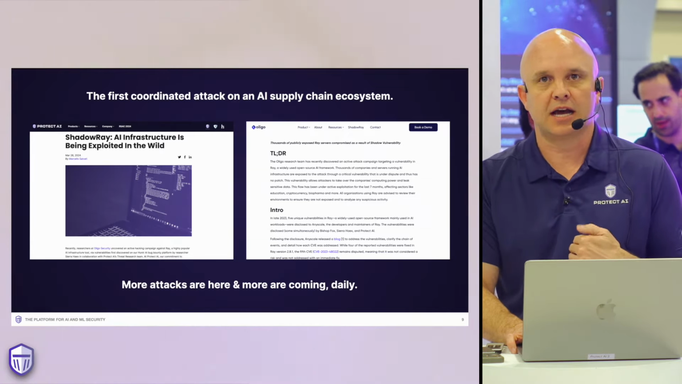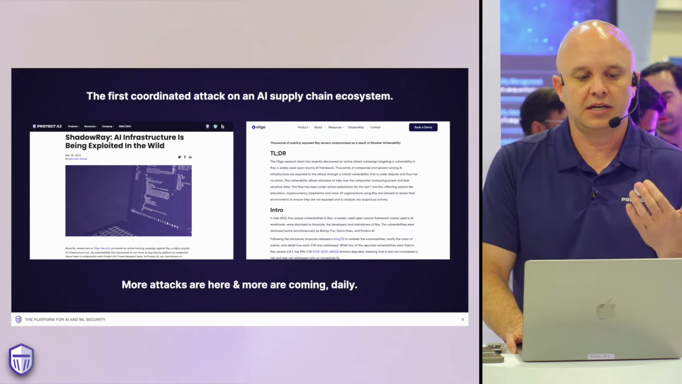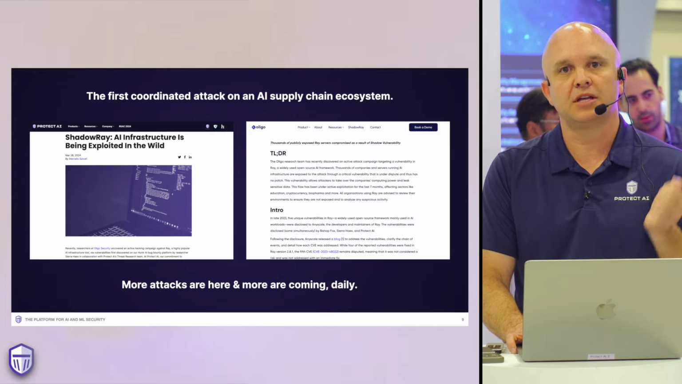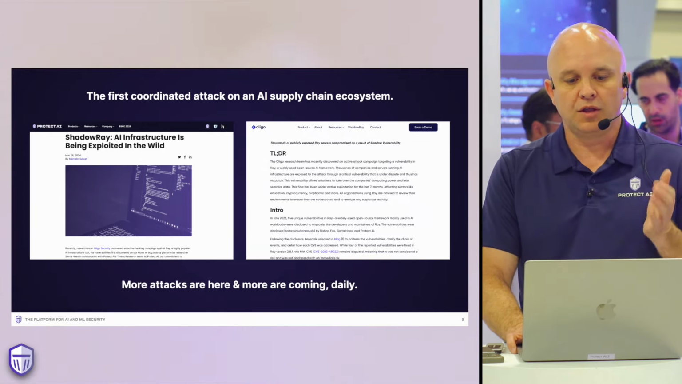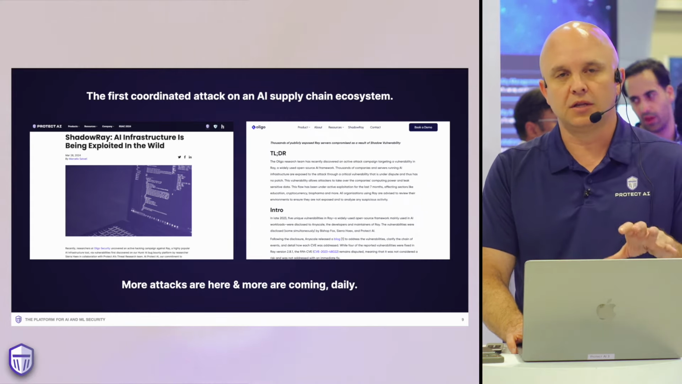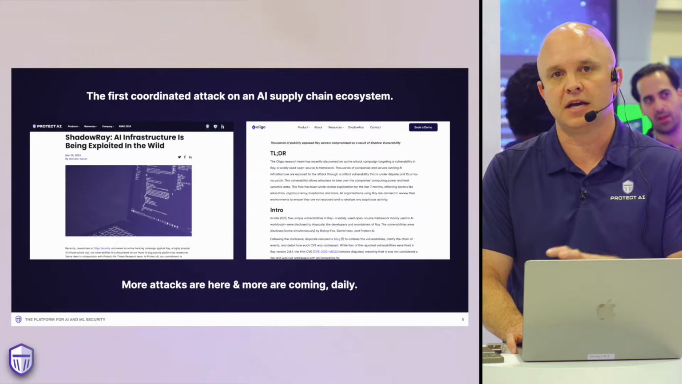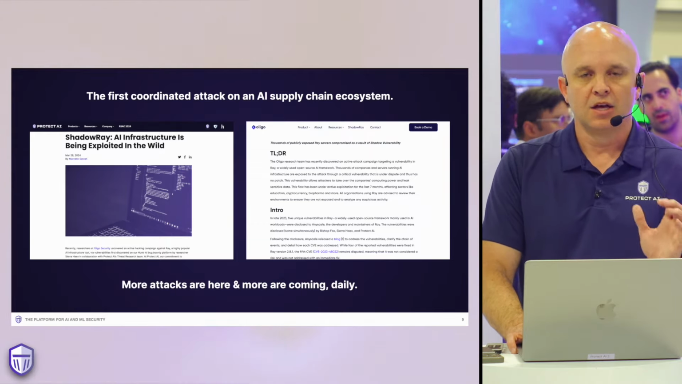ShadowRay, if you go to protectai.com and you look at some of our threat research, you'll see that we have seen AI infrastructure being exploited in the wild. And with Oligo Security, we uncovered quite a bit here. And really, the key point of this is that more attacks are here and more are coming every day in this space. So how do we do that?